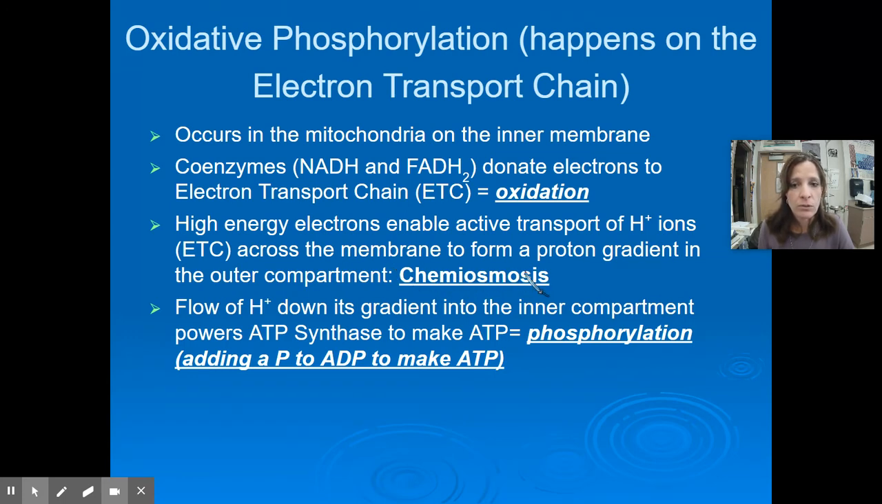That's another really important word. When you have that electrochemical gradient of all of those protons in the outer compartment, they can flow down their gradient through this protein called ATP synthase to make ATP. And that's the phosphorylation part of oxidative phosphorylation, because what's happening is you're adding a phosphorus to ADP to make ATP.